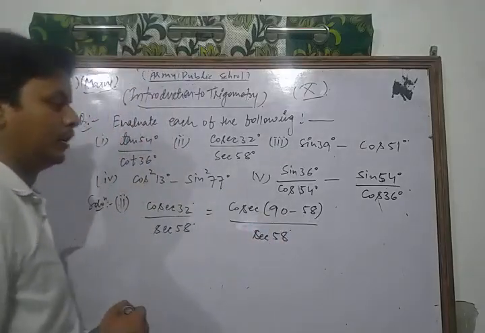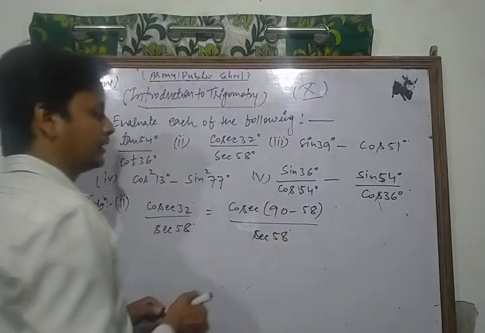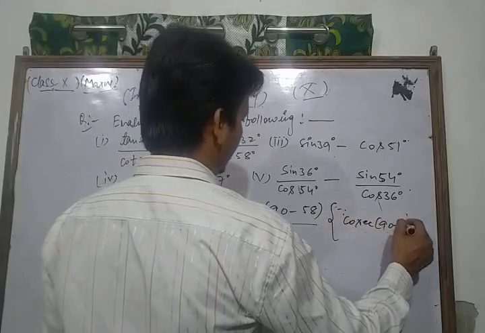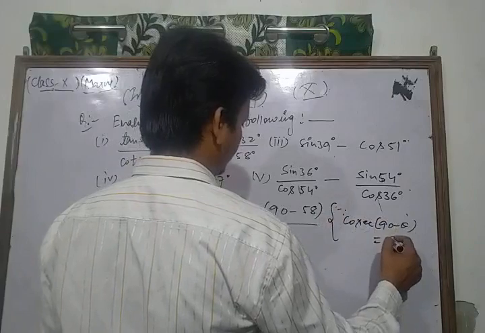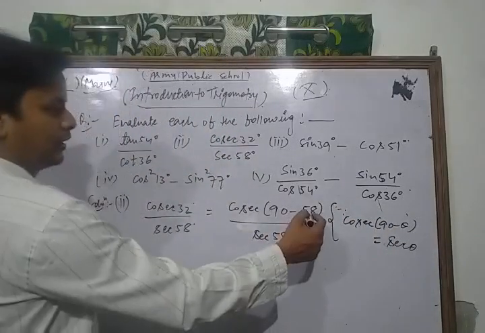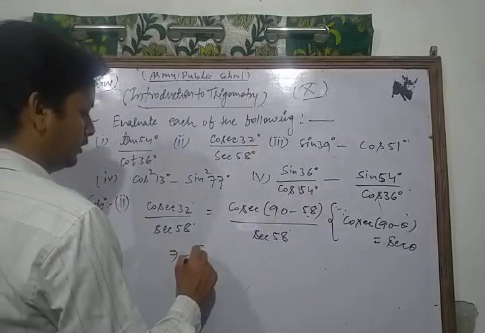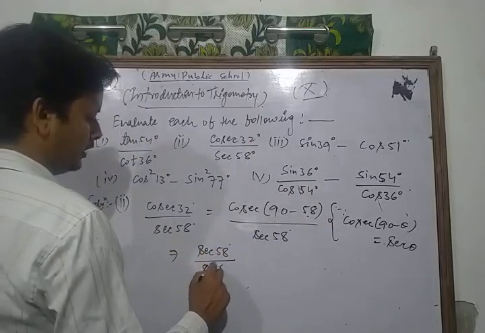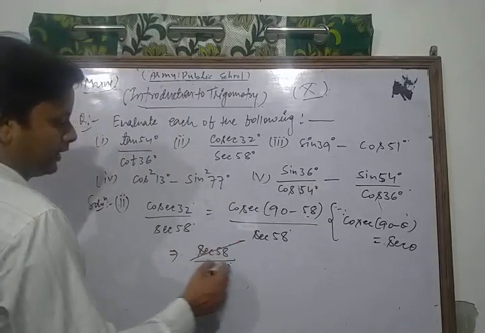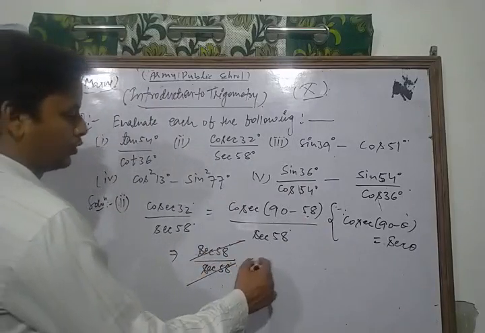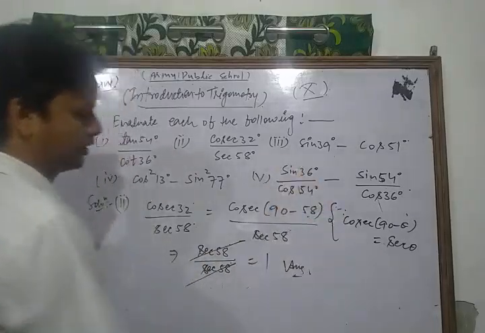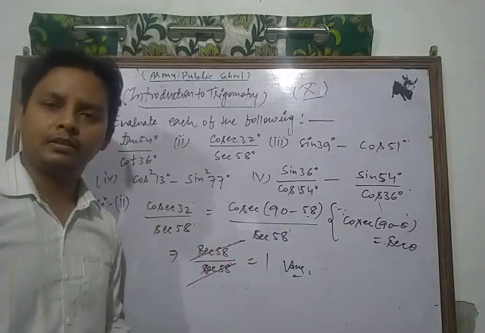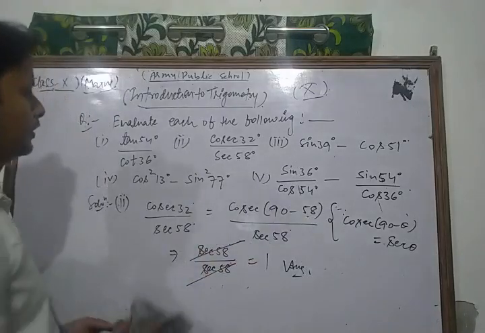Now, since you know that cosec 90 minus theta is sec theta, and here theta is 58 degree, we can write sec 58 degree upon sec 58 degree as it is. Now sec 58 and sec 58 cancel to each other, so we get 1. This is the required solution. In this way you use and apply those formulas. Now we take and solve the third part of this question.